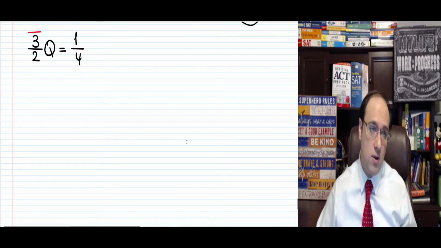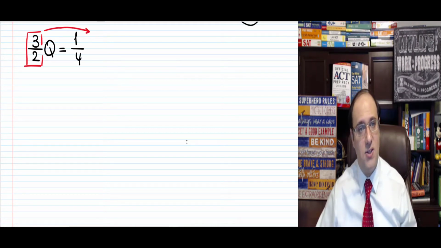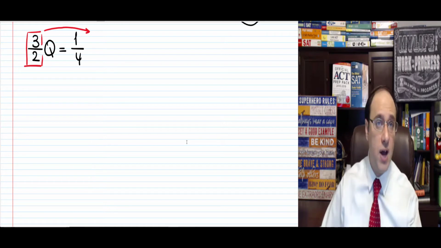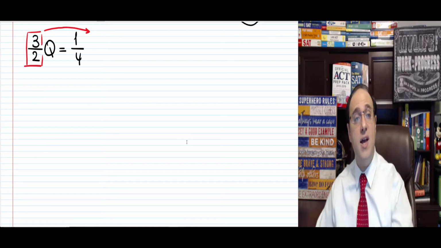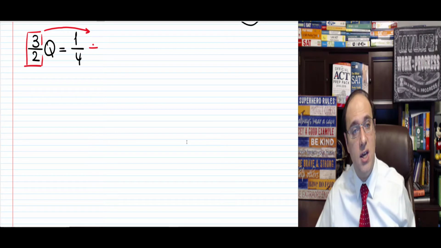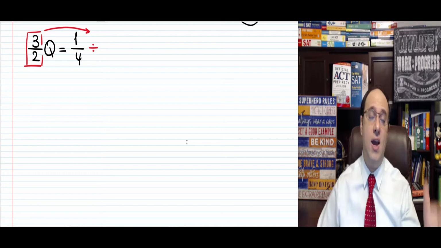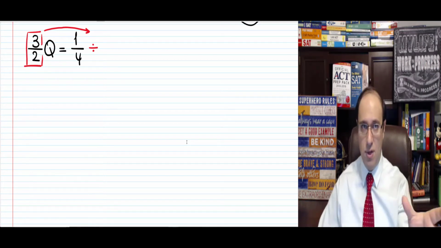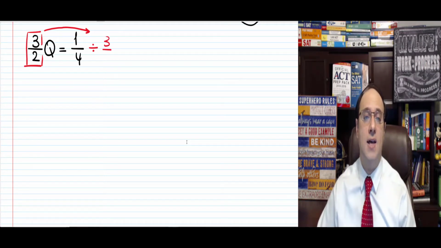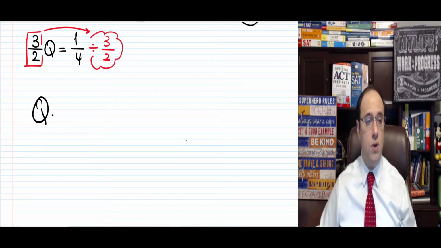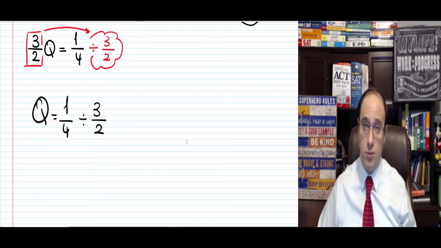So we need to get rid of the 3 over 2. But there is no sign before it. Remember, it's the same thing as saying q times 3 over 2. So 3 over 2 is multiplied on the left. When it goes to the right side, we change the multiplication into division. So instead of 3 over 2 times q, q times 3 over 2, same thing, we move it to the other side as divided by 3 over 2. Now we have q equals 1 over 4 divided by 3 over 2.